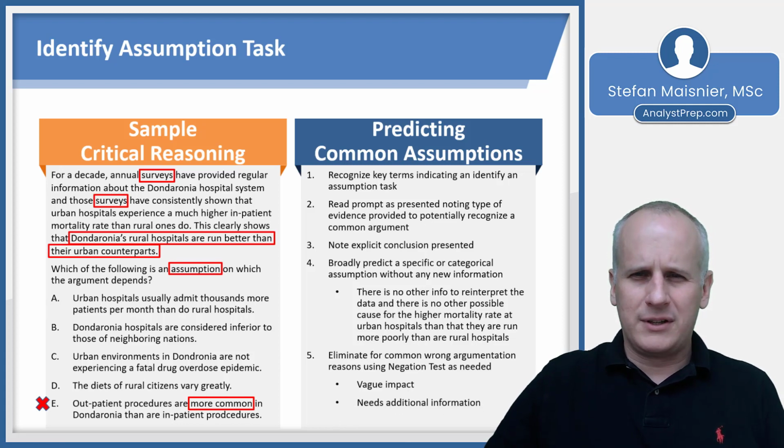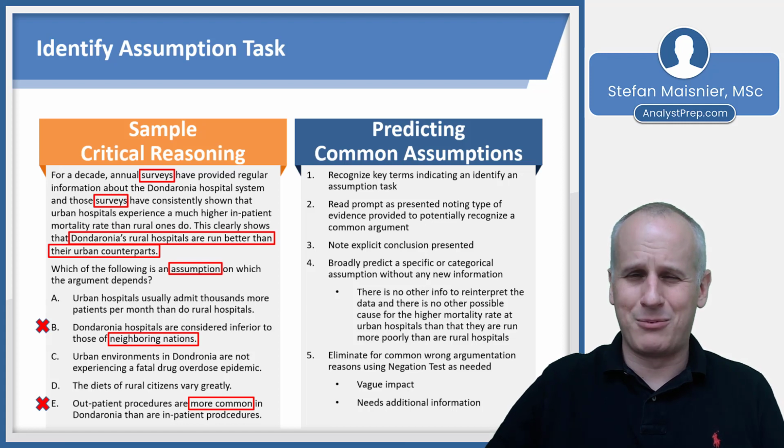We also have to consider answer choices that require additional information, such as choice B that introduces the concept of neighboring nations. Donderonia's hospitals are considered inferior to those of neighboring nations. I know nothing about neighboring nations from the prompt provided. That would require additional information pretty directly.